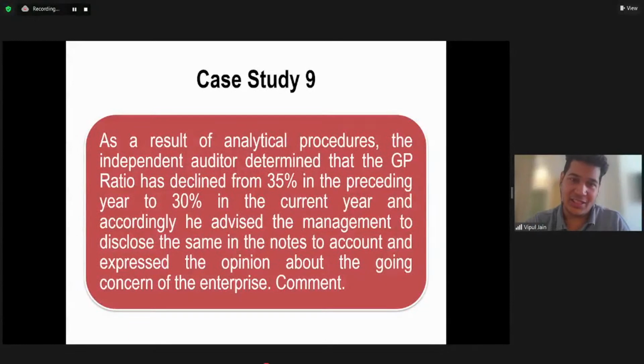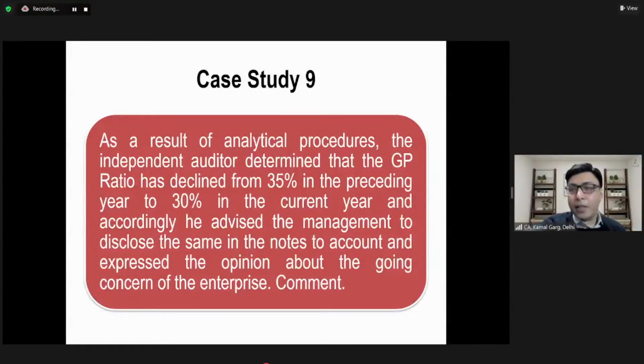We have a question which says, what are analytical procedures? Analytical procedure is comparison. So last year GP ratio was 35%. Current year it is 30%. So analytical ratios are there. Analytical procedure means application of percentages to compare two sets of data. So when I'm comparing last year P&L account with the current year P&L account, I found that GP ratio is declining from 35% to 30%, 5% decline.